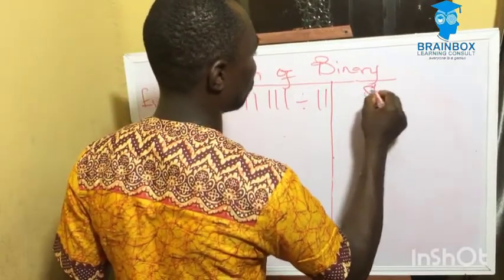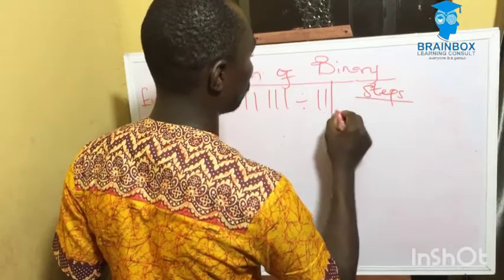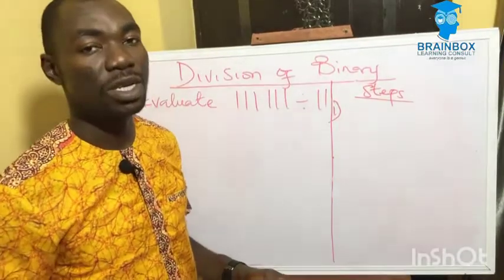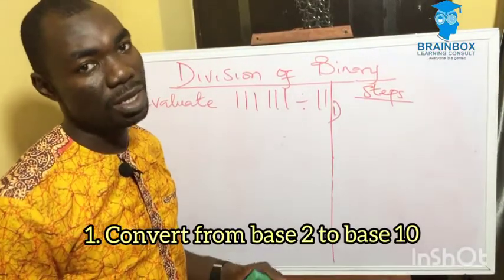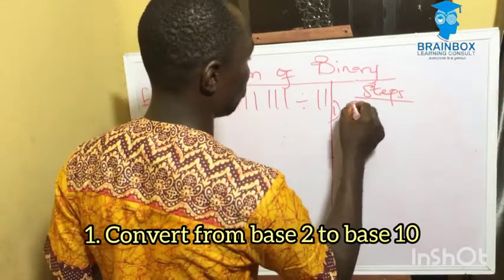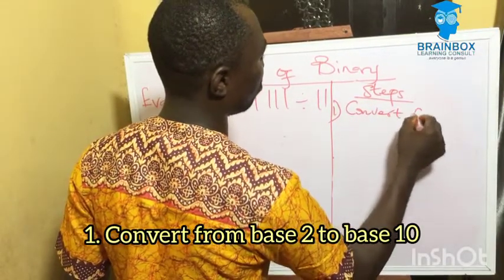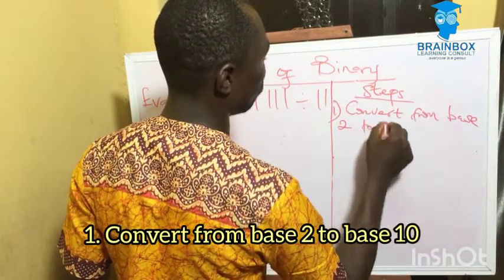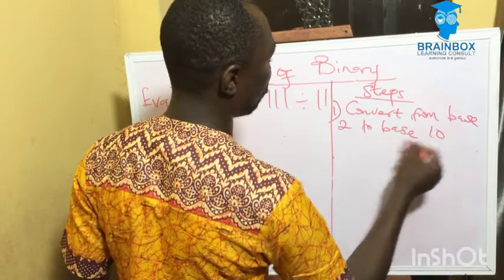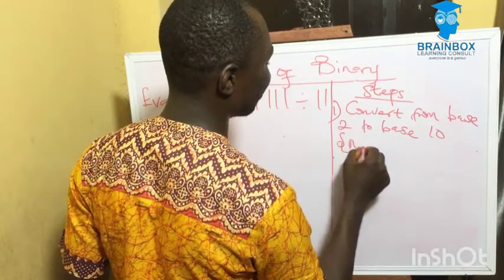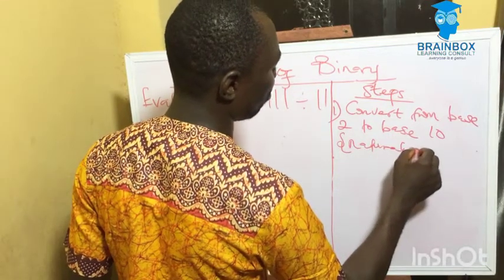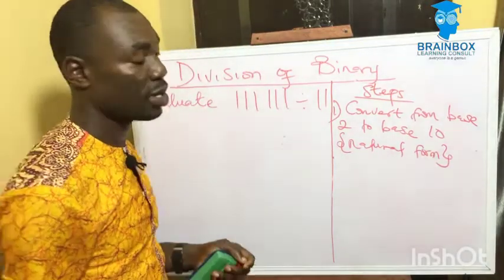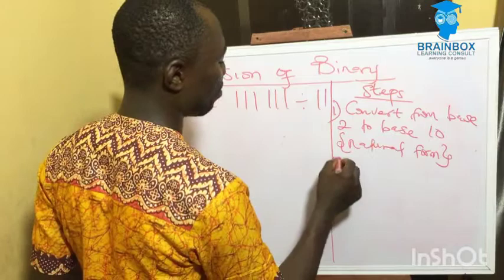Quickly, let me give you the steps to follow when you want to divide binary numbers. The first thing we need to do is to convert from base 2, which is binary, to base 10. You want to ask why we convert from base 2 to base 10? Because base 10 is in natural form, or natural numbers. So when they are in base 10, every other manipulation can take place.